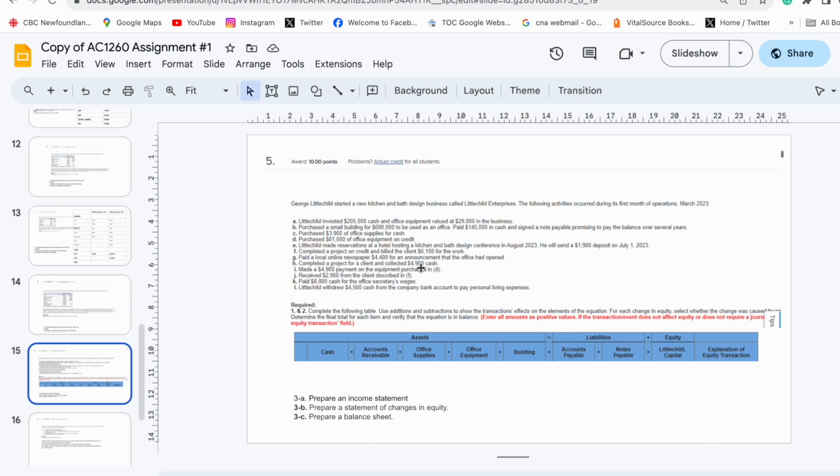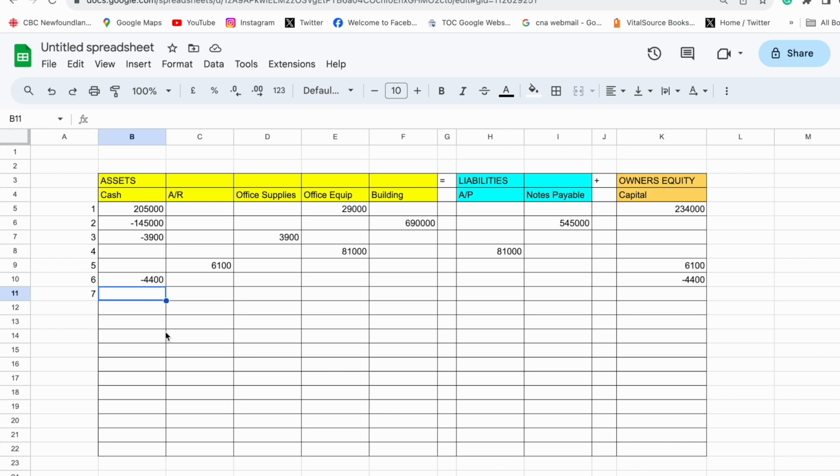Completed a project and a client collected $4,900 cash. So in this particular instance, he got $4,900 cash. And this is going to affect his capital in the sense that that's money to the good. His business has gone up in value. Okay, next.